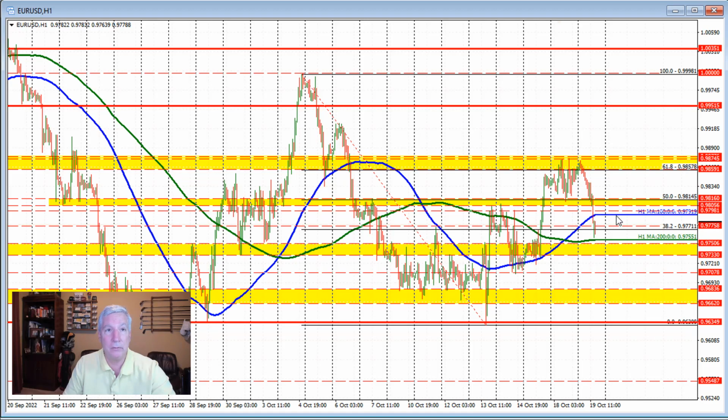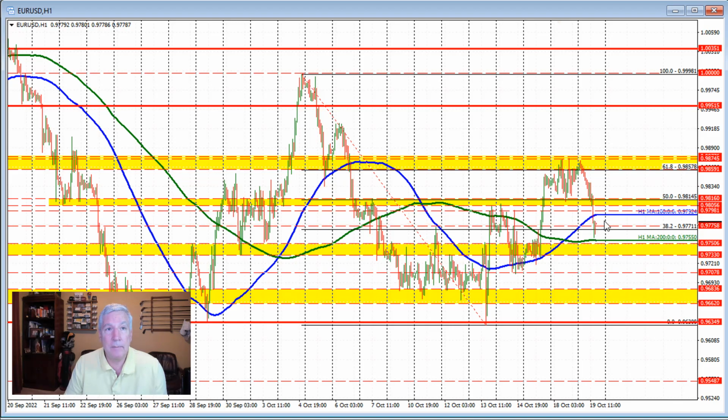And then the 100-hour moving average at 0.97919 has pushed the price down to the 200-hour moving average at 0.9755. So we are trading in between the 100 and 200-hour moving average. That's more of a neutral trading area here. The sellers take some control back below the 100-hour moving average. The buyers take some control against the 200-hour moving average.